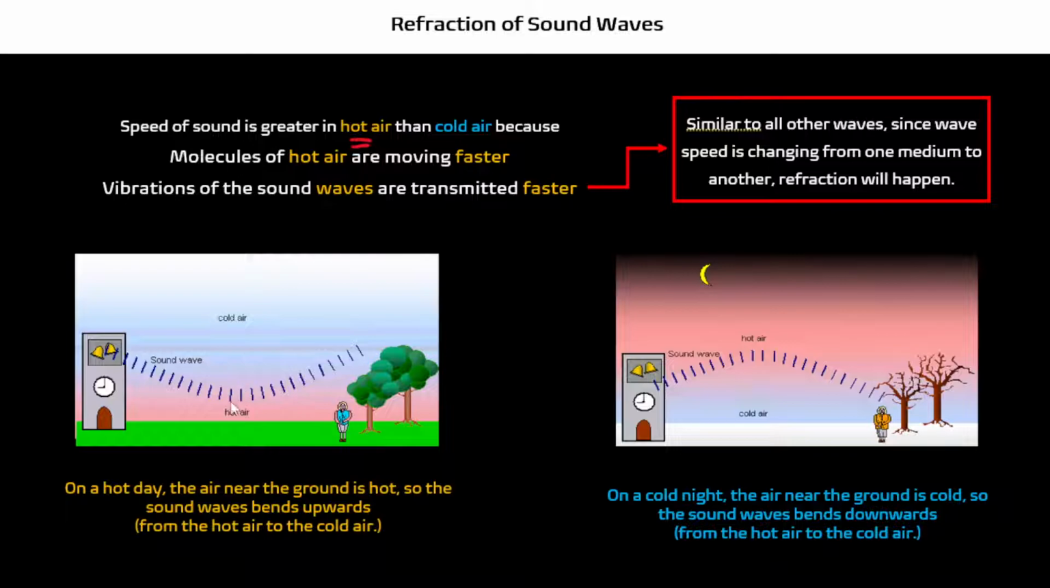For example, on a very hot day, the air near the ground is going to be so hot, so the sound waves will be refracted towards the cold air. In the same way, on a very cold night, the air near the ground will be very cold, so the sound waves will be refracted downwards. Why? Because of the change in speed of sound. When we have a change in speed of a wave from one medium to the other, we will have refraction, similar to light waves.